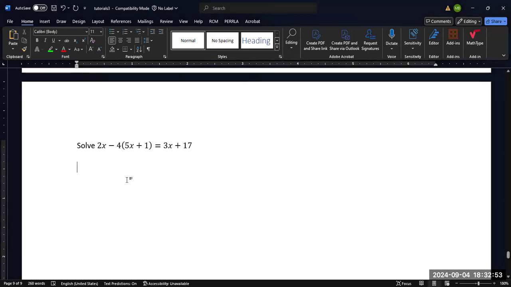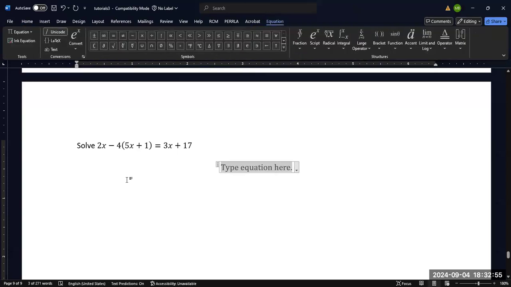Now, the first thing that we have to do when we're solving an equation like this is we have to get rid of any parentheses. You can have problems where you have parentheses on both sides of the equation. Here we have only one set of parentheses, but we have to eliminate it before we go any further.